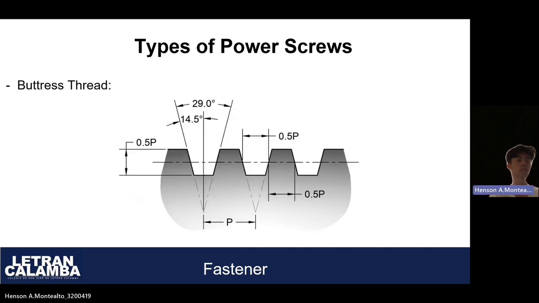Next is the buttress, and the buttress is designed to take large loads in one direction. This is the strongest of the threads formed due to greater root thickness. Its efficiency is comparable with square thread, it is easier to cut, and it is compatible with the split nut. It also finds its application in light jacks, screws, and vices.